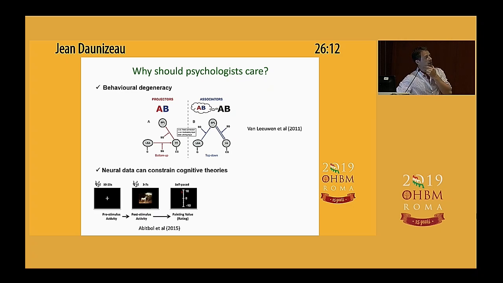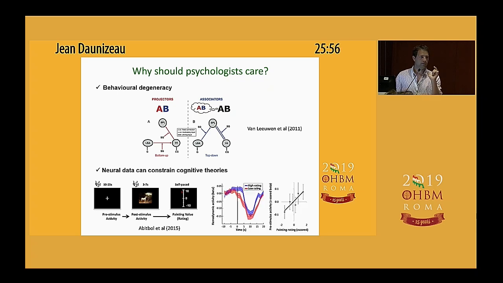And of course, neural data can constrain cognitive theories. This is an example study taken from our group. The design was particularly simple: people were asked to rate paintings in terms of how much they like them on a scale from -10 to 10. We paid special attention to what happens in the VMPFC, the ventromedial prefrontal cortex, just before people were actually asked to rate these items.